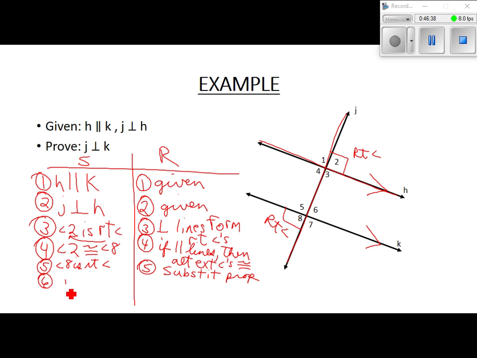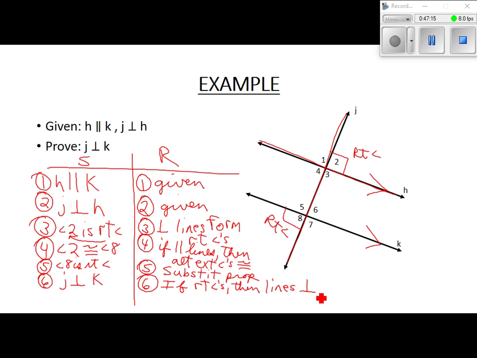Now, once you know angle 8 is a right angle, what can you tell me about line J and line K? Line J is perpendicular to line K, and our reason is going to be what? Is it the same as number 3 up here? It's backwards of that. If you have right angles, then we know that the lines are perpendicular. It's the converse of the definition of perpendicular.